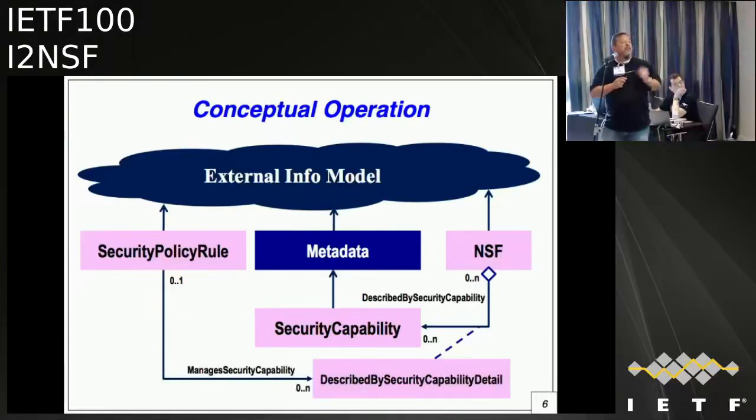The aggregation, which is the diamond with the 2 lines from NSF to security capability, is UML. It says an NSF aggregates or is described by a set of capabilities.